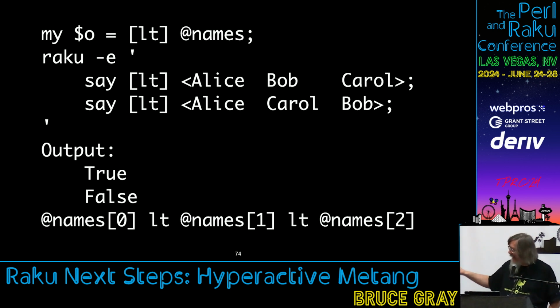But as it stands right now, if I had Alice, Bob, Carol, then it would fail because Alice is not less than Alice, right? So it's unique sorted. Yes, sorted, unique, or I think the math terms are strictly sorted, or strictly ascending or descending.